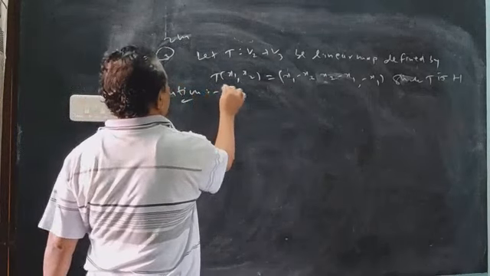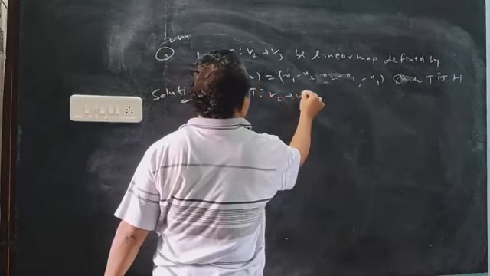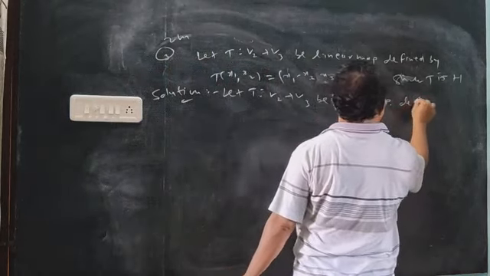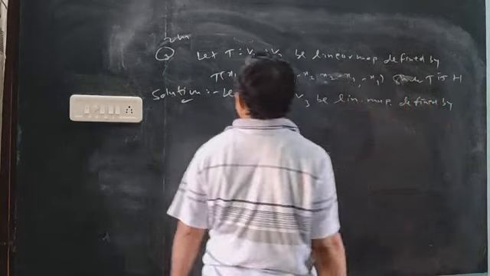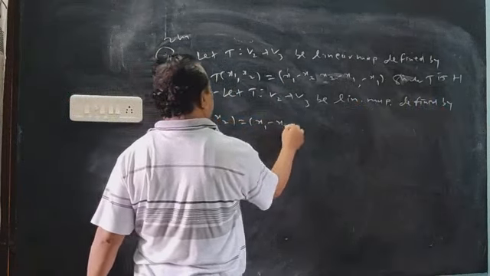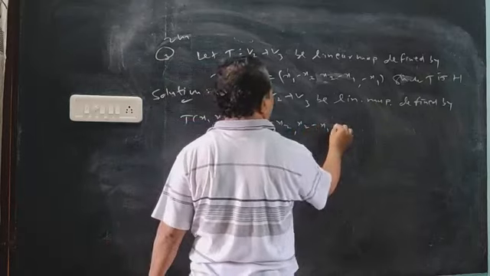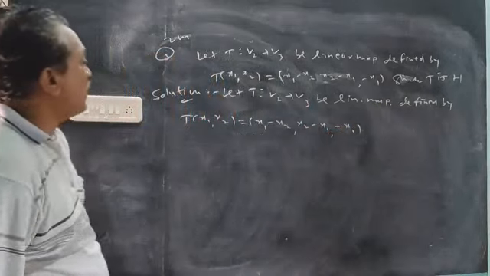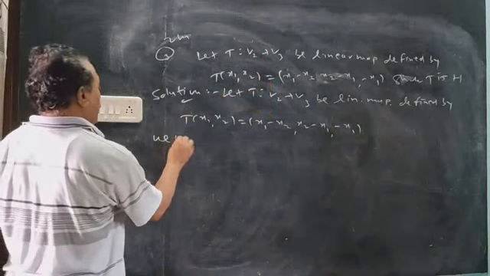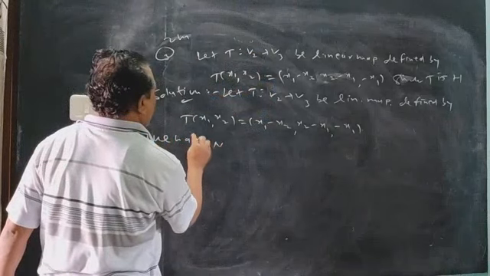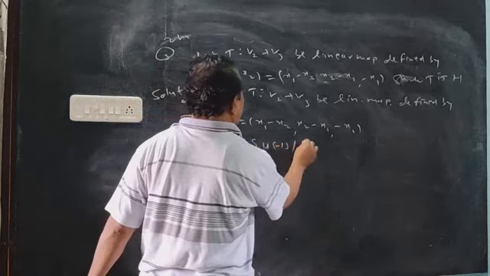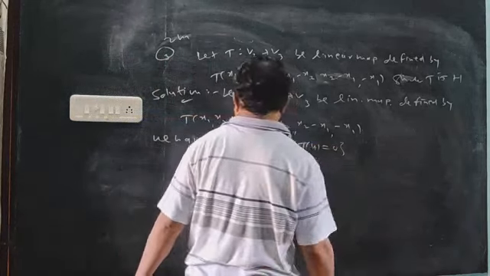Solution. Let T be a linear mapping from V2 to V3, defined in this manner: T of (x1, x2) is (x1 minus x2, x2 minus x1, minus x1). So you have to show T is one-one. One-one means the null space N(T) must be equal to 0. By definition, N(T) is the set of U such that T of U equals 0.